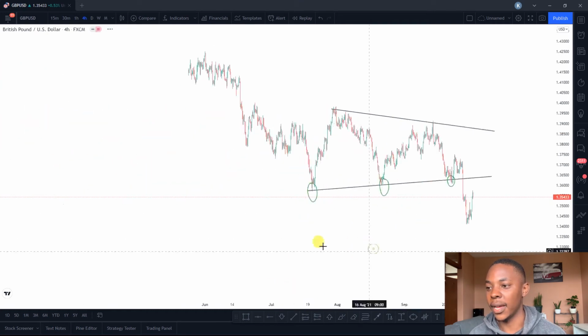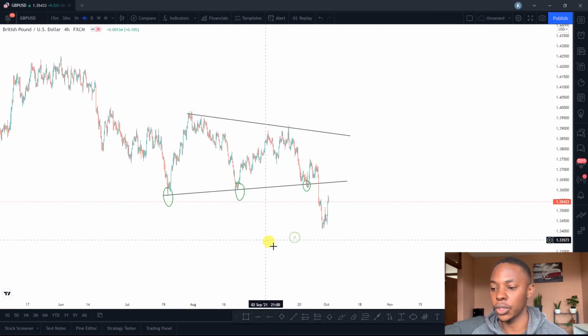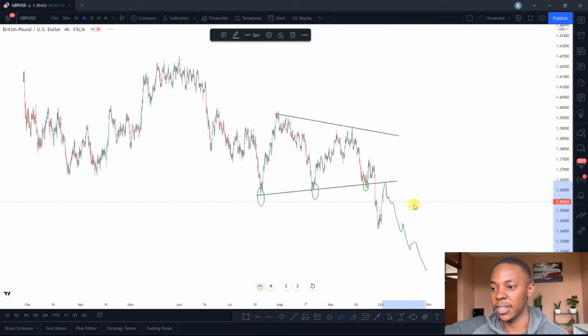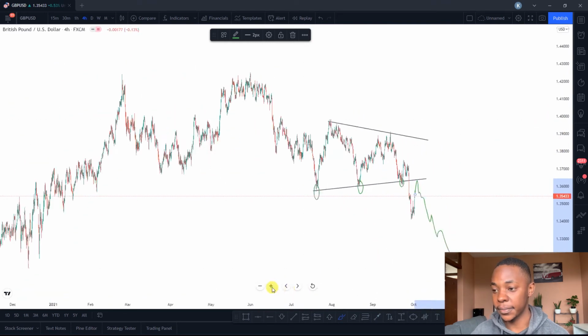Price, as now we're waiting, it's a breakout. Just gonna wait for it to maybe come back, retest this support, acting now as a resistance, and then maybe push down to the downside. So that's what we're gonna be looking at for this coming week.